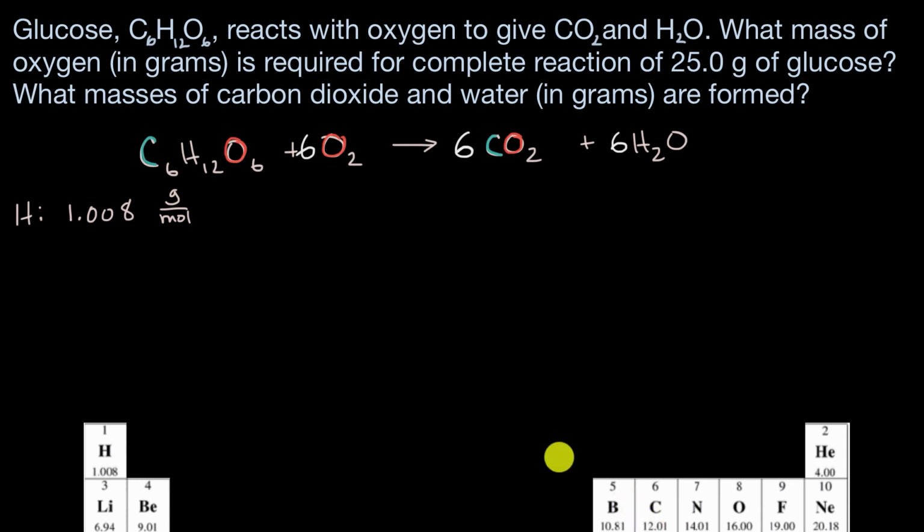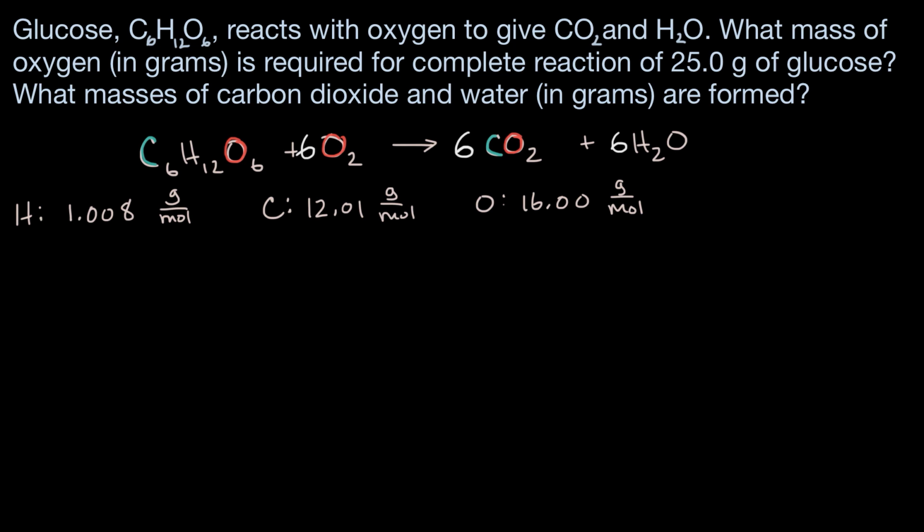Now we can move on to carbon. Carbon is 12.01 grams per mole of carbon. And then last but not least, oxygen over here. That is 16.00 grams per mole of oxygen. And now we can use that information. I can now remove our periodic table of elements. We can use this information to figure out the molar masses of each of these molecules.